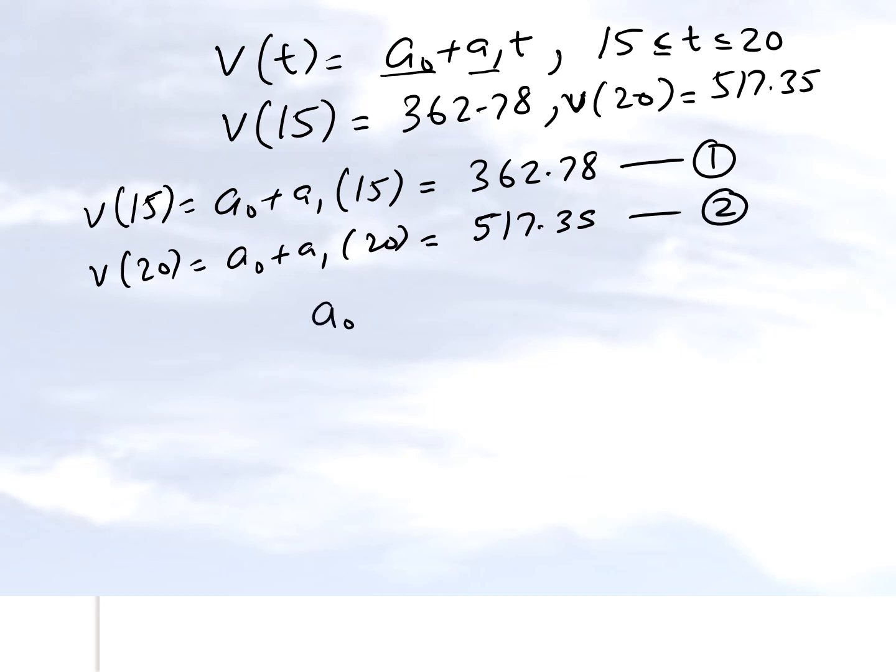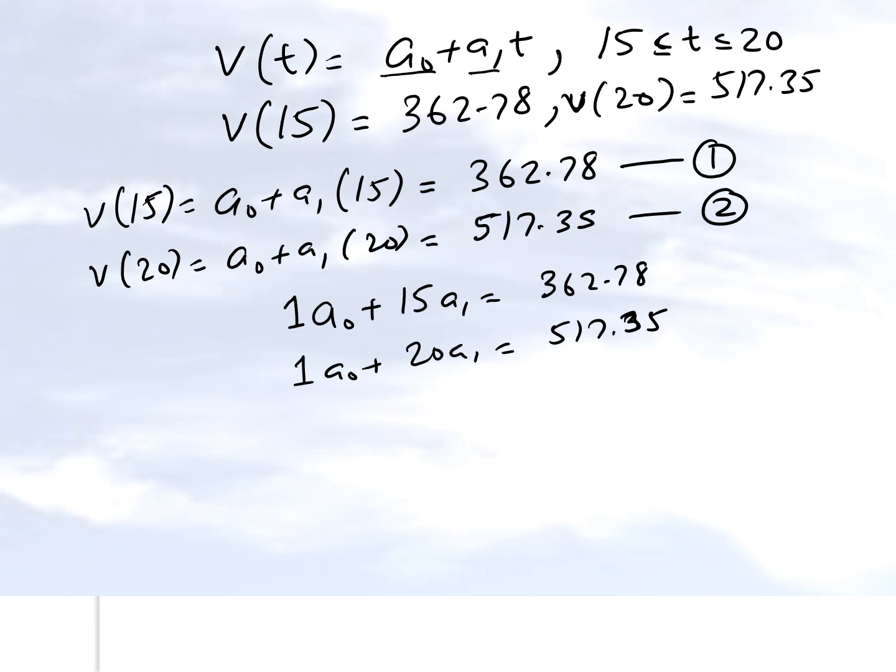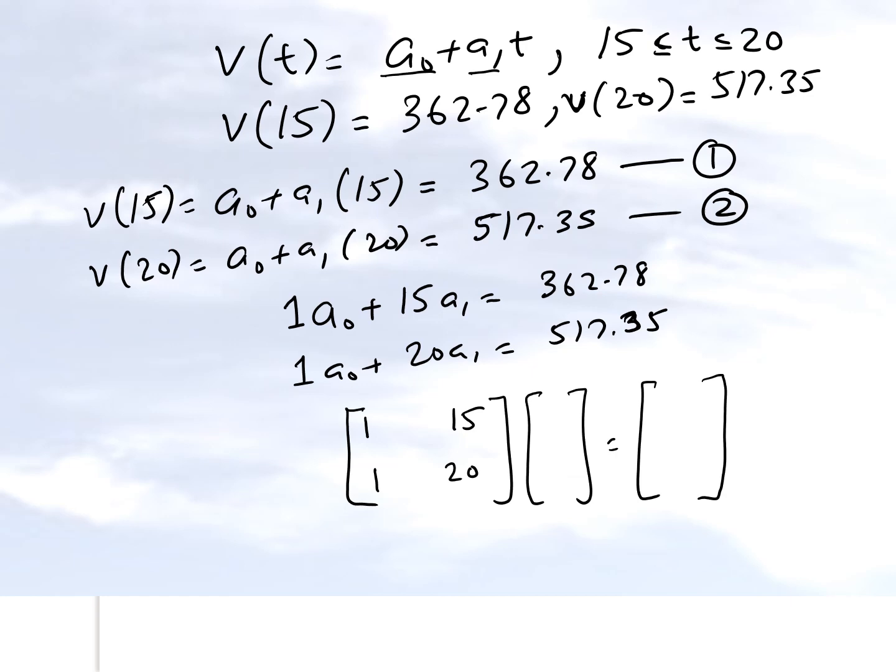Let's write it in a cleaner fashion, with coefficients in front. Keep in mind this coefficient is 1, not 0. Then the next equation will be this one. Now we can set this up as 2 equations, 2 unknowns in matrix form, because we should be using numerical methods to solve our problems. So it's 1, 15, 1, 20 by our matrix multiplication, and you get 362.78 here and 517.35. All we have to do is solve these 2 equations, 2 unknowns, to find a0 and a1.